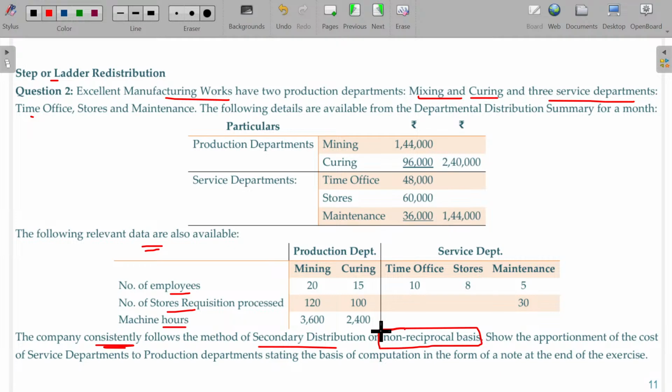In case of reciprocal, we have three methods: repeated, trial and error method, and simultaneous equation method. In case of non-reciprocal method, we have the direct distribution or step or ladder method. So this company doesn't follow the reciprocal method. It's only confined to the non-reciprocal method, either direct or step or ladder. Show the apportionment of the cost of service department to production department, stating the base of computation in the form of a note at the end of the exercise.